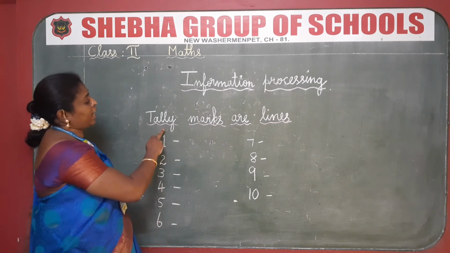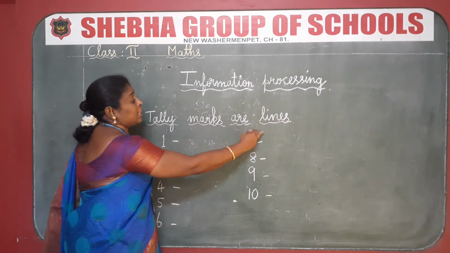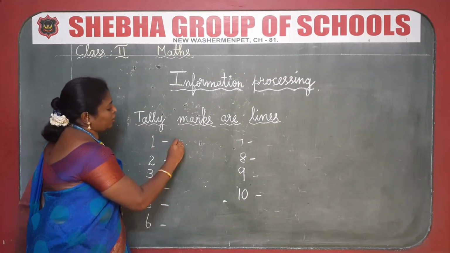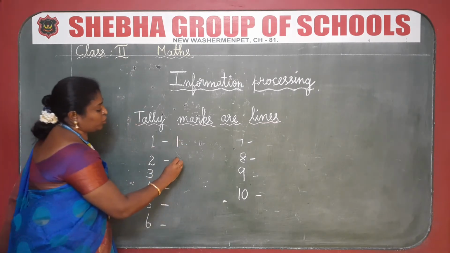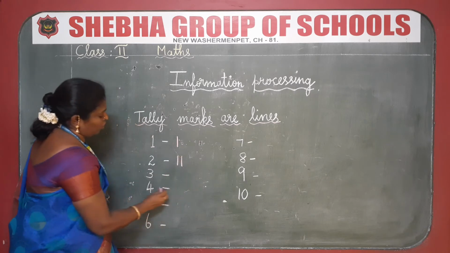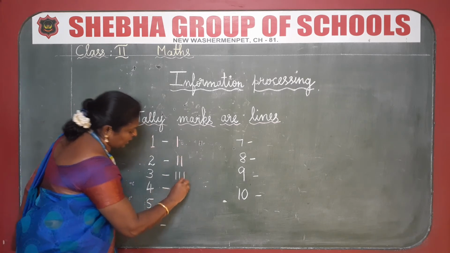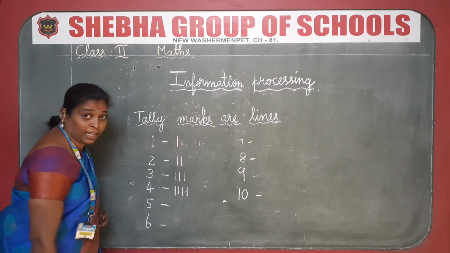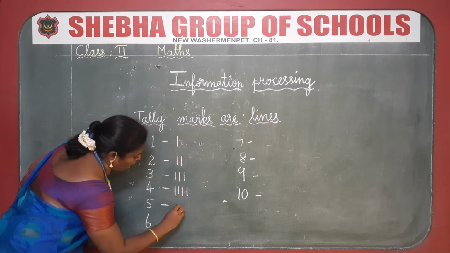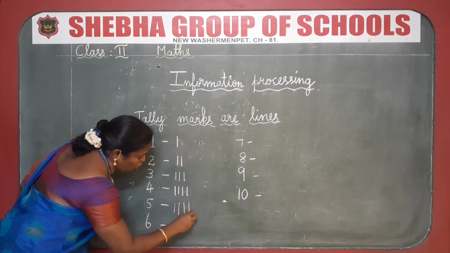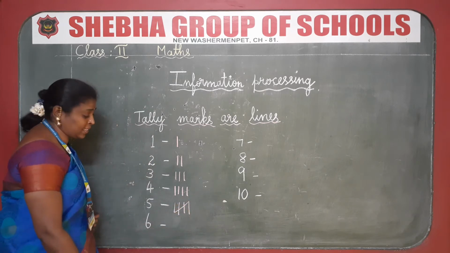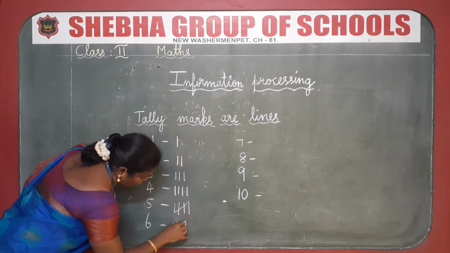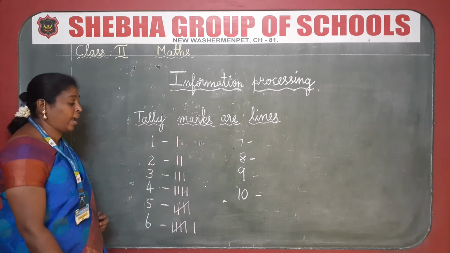Next we are going to learn tally marks. Tally marks are lines. Let us now learn how to draw the tally mark lines. For 1, you have to draw 1 line. For 2, you have to draw 2 lines. For 3, you have to draw 3 lines like this. Then 4, you have to draw 1, 2, 3, 4 lines like this. For 5, you have to draw 1, 2, 3, 4, 5. You have to draw the lines like this. For 6, you have to draw 1, 2, 3, 4, 5, 6. You have to draw lines like this for 6.